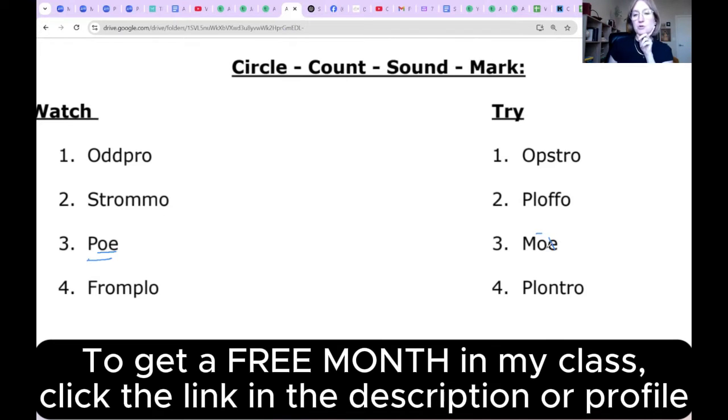That O follows the tap 2 rule, by the way. There's a vowel in the next 1 or 2 spots, so the O says O, and the E doesn't say anything. So our sounds are m, o. Make sure that your sound for your M isn't ma. Keep your lips together, and then it will blend right into that O sound. Mo. Okay, number 4.